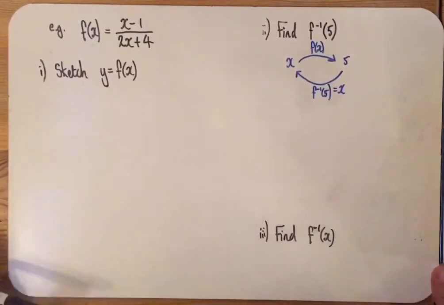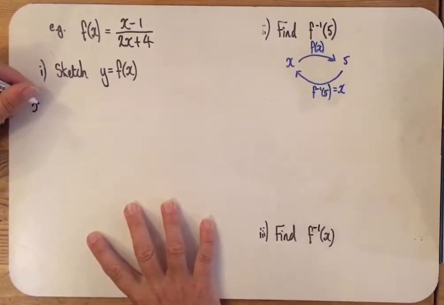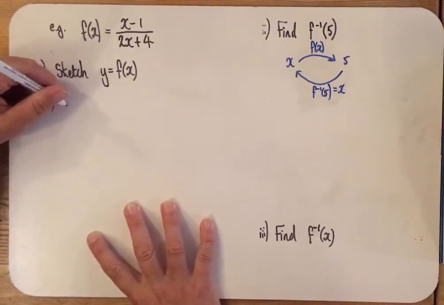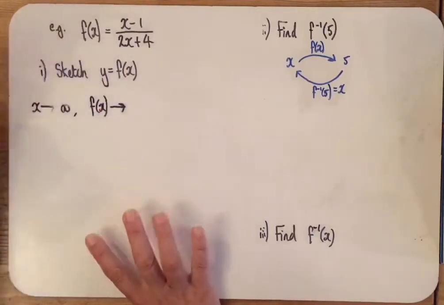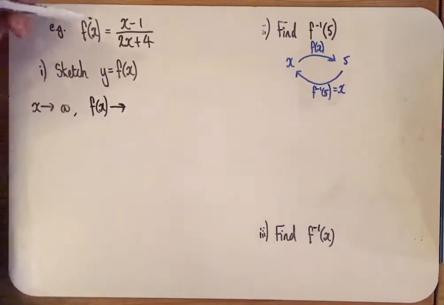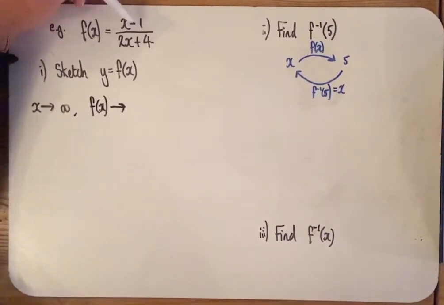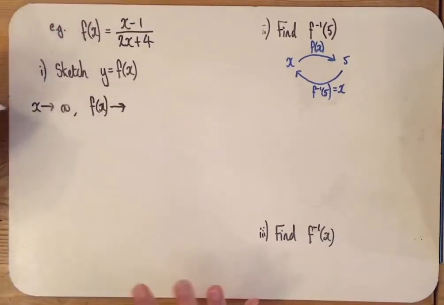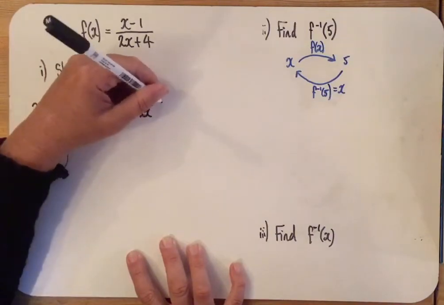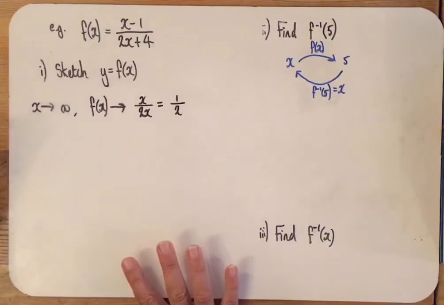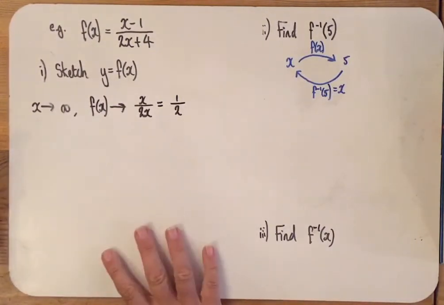Next one, it's the same method, it's just very slightly more difficult. So we'll do the same thing. So as x approaches infinity, then f of x approaches, we can do this method right the way through maths. As x gets really, really big, the fact that you've minused 1 from the top and added 4 to the bottom isn't going to make really any difference to your result. So as x approaches infinity, f of x is going to approach x over 2x, which is equal to a half. So that's your horizontal asymptote.